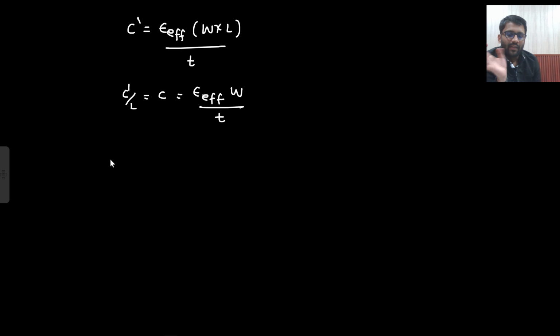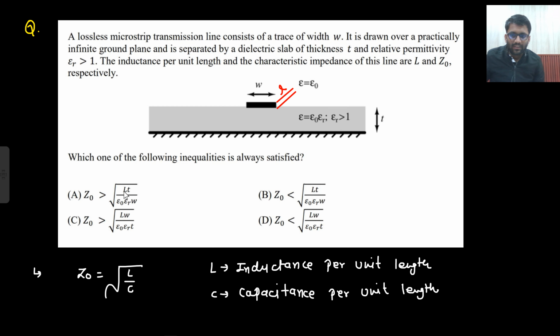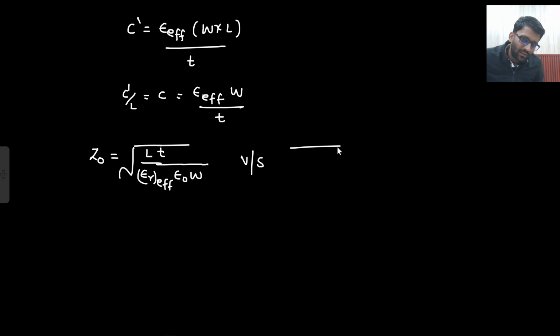Say yes or no. Now what will be your Z naught? Z naught will be under root L by C. What is L? Epsilon effective. What could be epsilon effective? Epsilon effective would be epsilon R effective into epsilon naught, into W by T. So this is your Z naught. Now you need to compare it with this quantity, that is under root LT divided by epsilon R epsilon naught W.